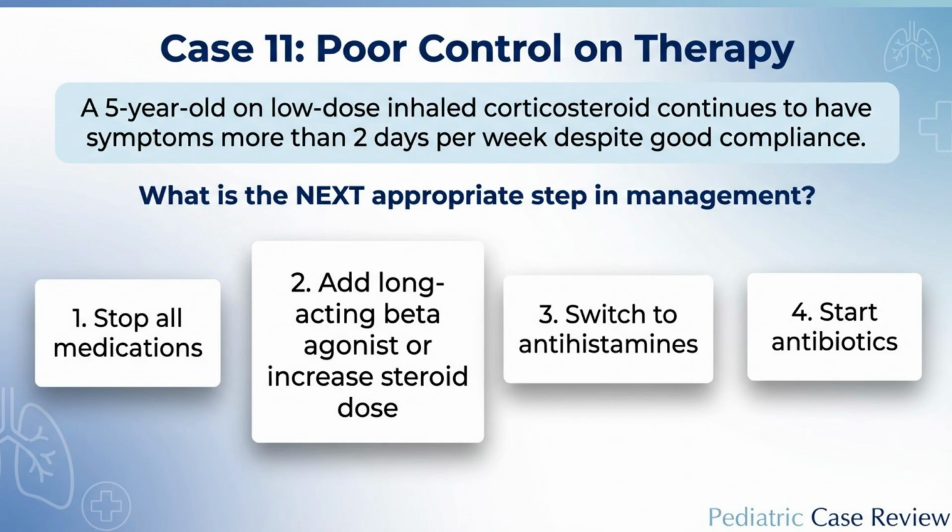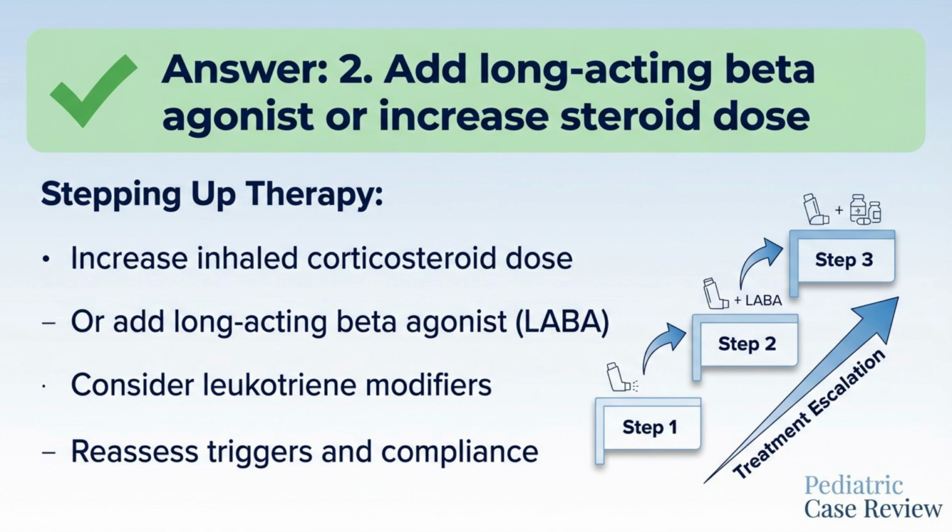This is case number 11 regarding treatment escalation. The scenario involves a 5-year-old on low-dose inhaled corticosteroid who continues to have symptoms more than 2 days per week despite good compliance. What is the next appropriate step in management? Option 1, stop all medications. Option 2, add long-acting beta agonist or increase steroid dose. Option 3, switch to antihistamines. Option 4, start antibiotics. The correct answer is number 2, add long-acting beta agonist or increase steroid dose.